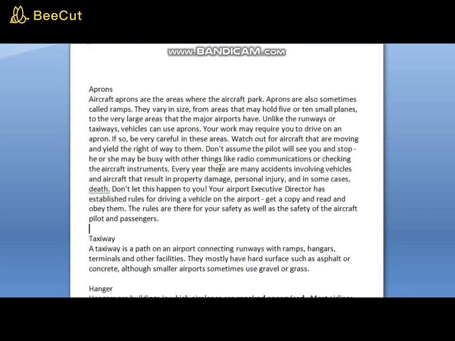We have aprons. These are an important component of an airport layout. Aircraft aprons are the areas where aircraft park. Aprons are also sometimes called ramps. They vary in size from areas that may hold 5 or 10 small planes to the very large areas that the major airports have. So this is a general description of aprons.